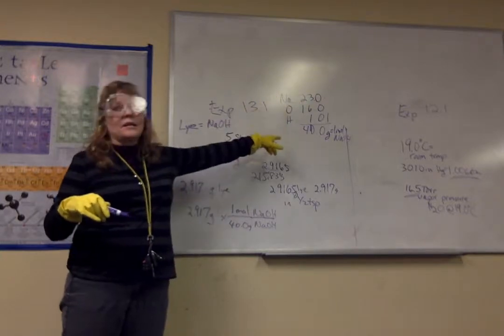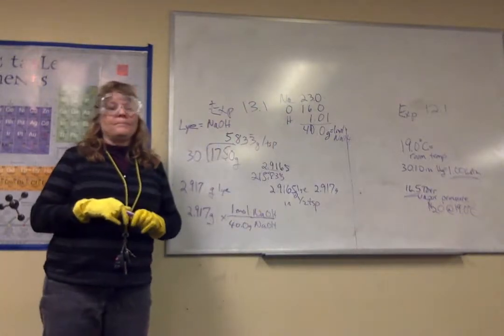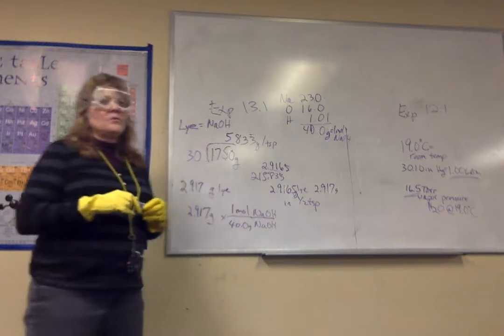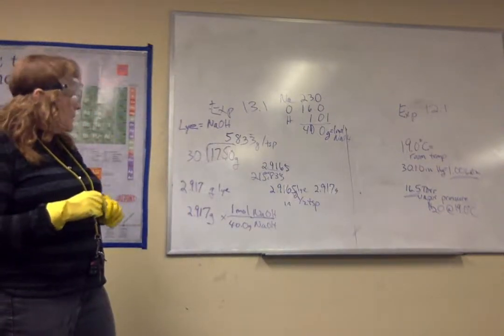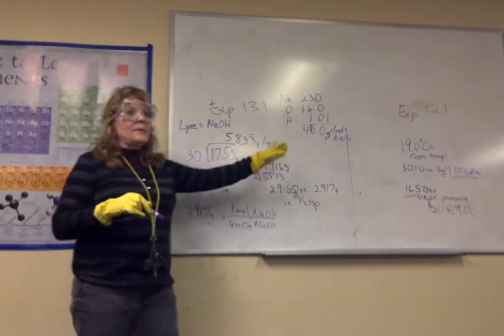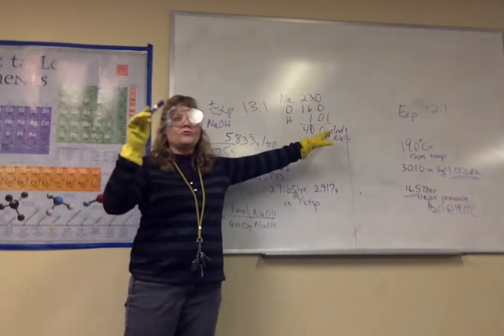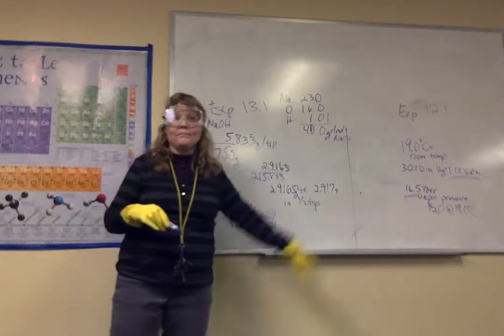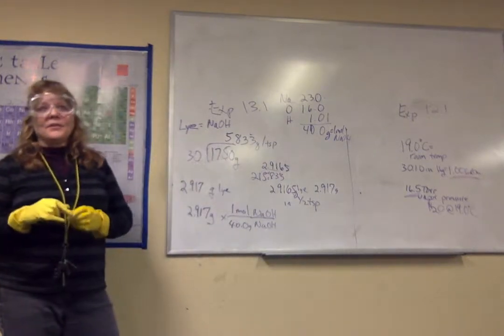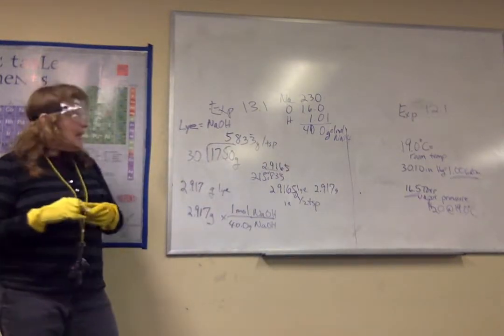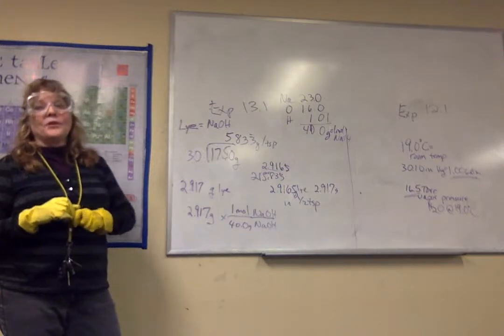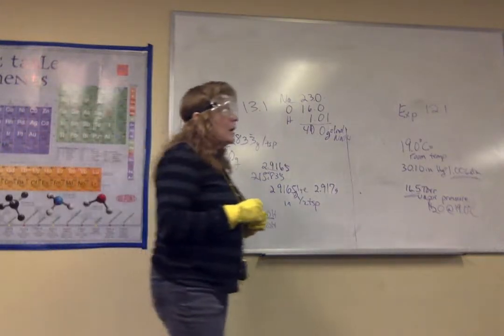Lye is sodium hydroxide. Then you have, does everybody see this? And then I'm doing grams to moles. So that means 40.0 grams per 1 mole of sodium hydroxide. Everybody got this so far? Real good? And then we're going to figure out the number of moles. How many moles of sodium hydroxide?